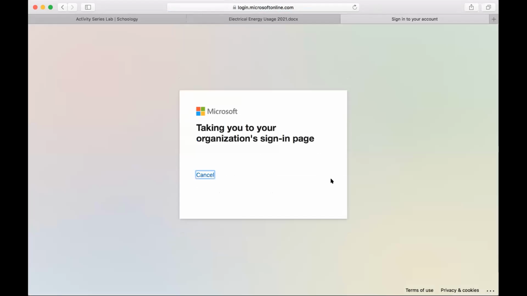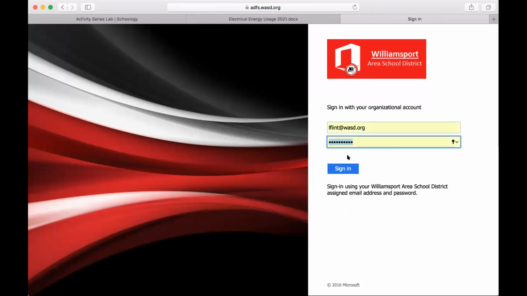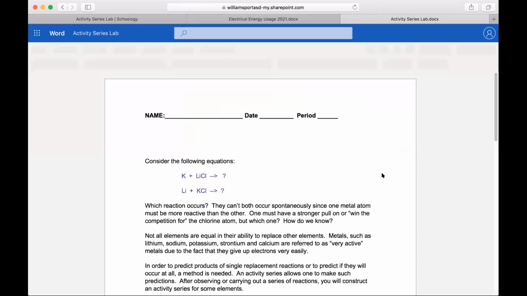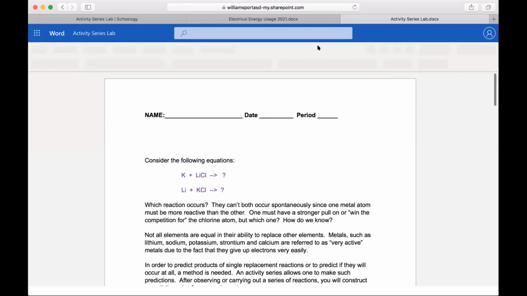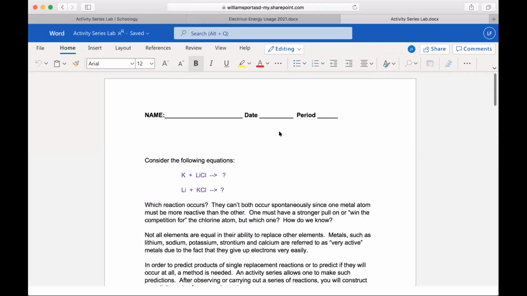oops, I gotta log in. It's a OneDrive document. Now, if you happen to have a printer and you can print it out, that's cool, but you don't have to write it on a printer at all, or like have the actual document. So the top says, I don't know why it's not loading here. It just says activity series lab.